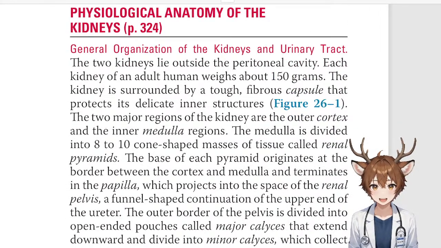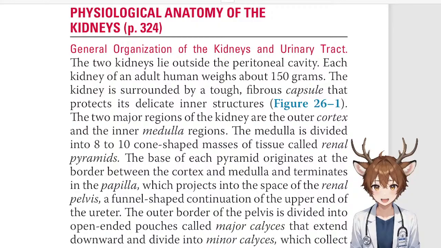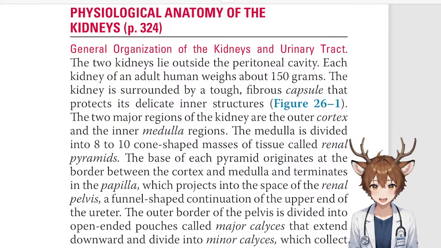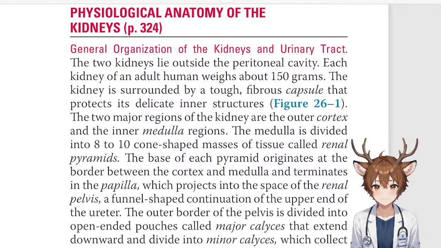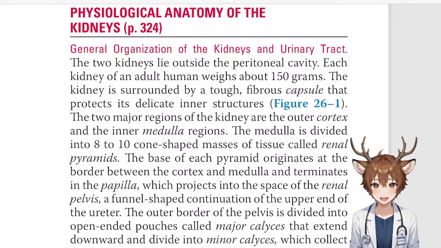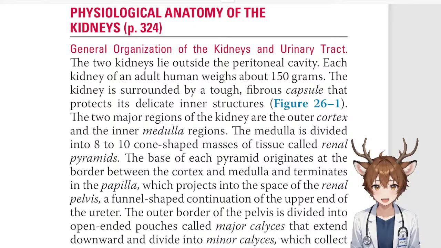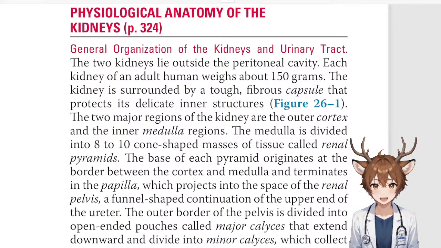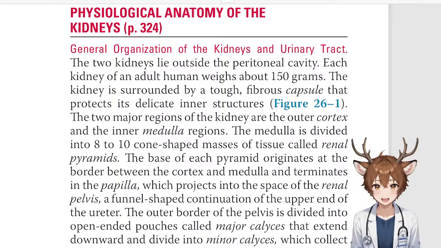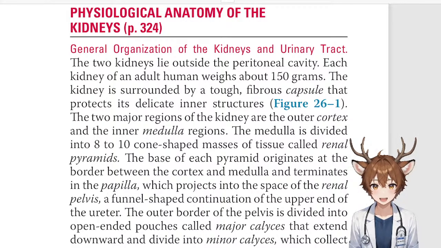Physiological anatomy of the kidneys. General organization of the kidneys and urinary tract. The two kidneys lie outside the peritoneal cavity. Each kidney of an adult human weighs about 150 grams. The kidney is surrounded by a tough, fibrous capsule that protects its delicate inner structures. The two major regions of the kidney are the outer cortex and the inner medulla regions.